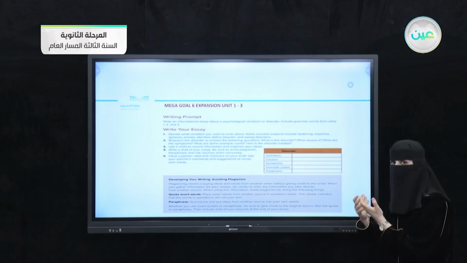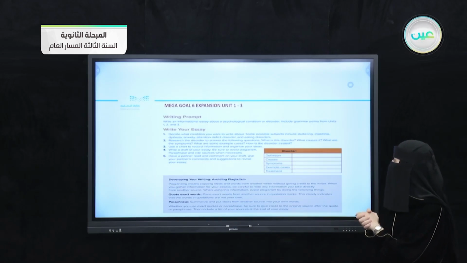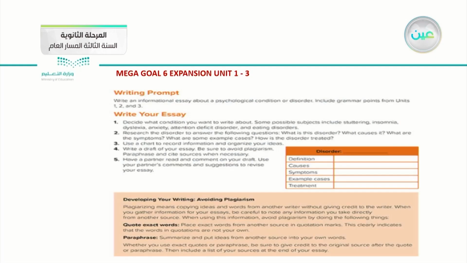After you decide what you want to do, they give you some possible subjects. This is a kind of possible subject you can choose from: stuttering, insomnia, dyslexia, anxiety, attention deficit disorder, and eating disorders. These are some kinds of phobias. Number 2, when you decide to write your essay, what is the next step?